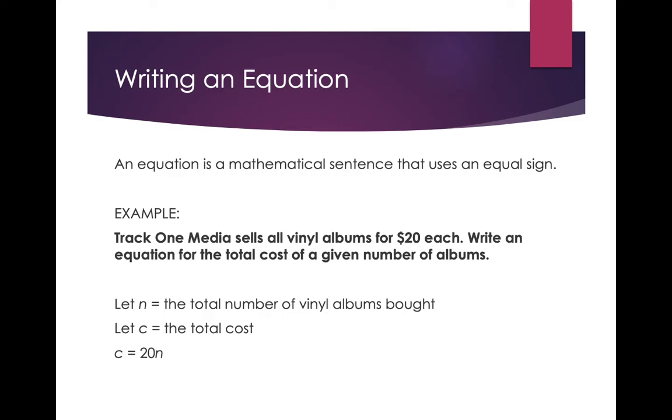So in this scenario, we have two unknowns. We don't know how many albums were bought, and therefore we don't know the total cost. So we write two let statements. Let n equal the total number of vinyl albums bought, and let c equal the total cost. Both of those variables allow us to write the equation c equals 20n.